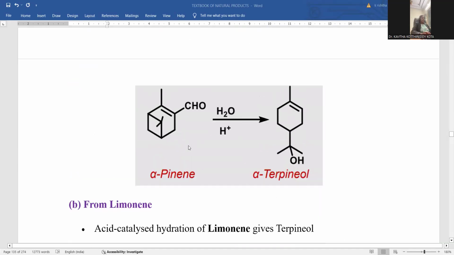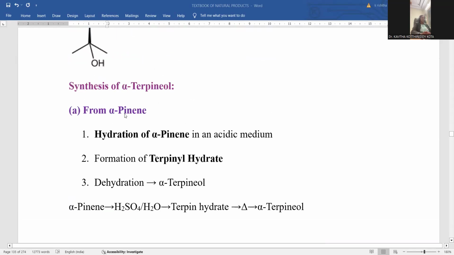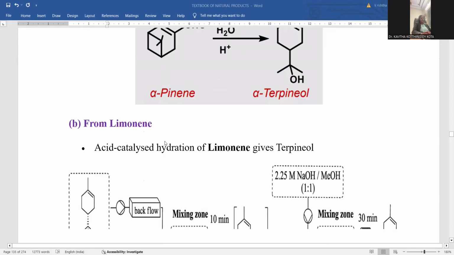Starting with alpha pinene, you can clearly observe it is a bicyclic ring system, with cyclohexene as the common feature. On hydration, addition of water causes a ring-opening reaction, and the cyclic ring that was there opens up, and alpha terpineol simply originates. So this is the way alpha terpineol is synthesized, starting with alpha pinene.